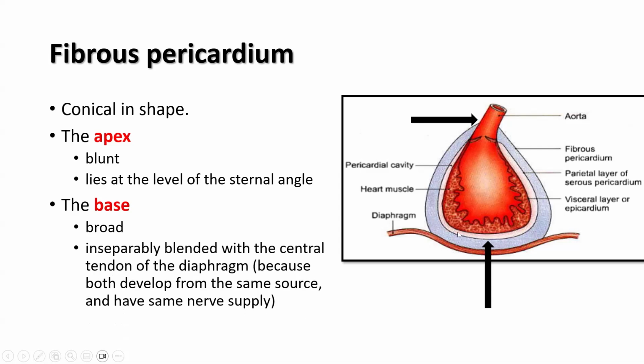And it is inseparably blended with the central tendon of the diaphragm. This is the diaphragm and this is the central tendon of diaphragm. So, base of the fibrous pericardium is intimately blended with central tendon of the diaphragm because both fibrous pericardium and central tendon develop from same source and have same nerve supply. That source and nerve supply will be told later. Just wait.